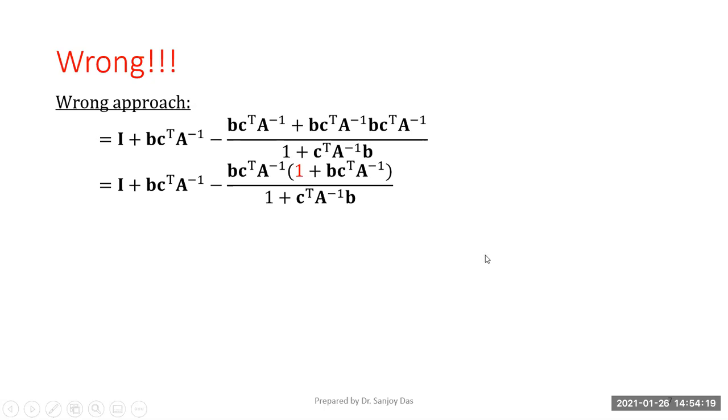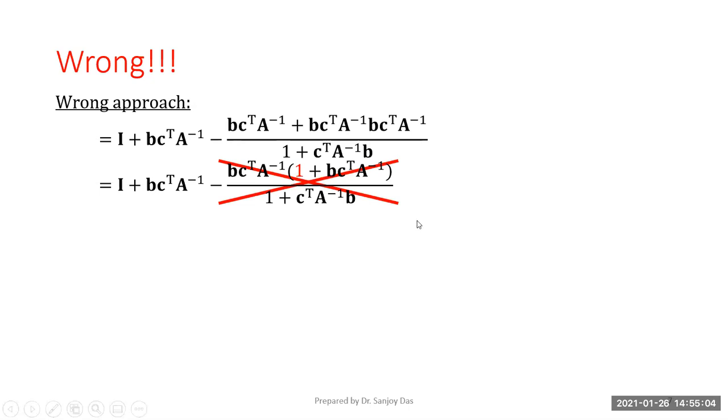That's invalid. Why? If they were all scalars, this would be valid, right? But be very, very, very careful when we are dealing with vectors and matrices, because BC transpose A inverse, we take common. If you put a 1 here, it's a scalar, but BC transpose A inverse is a matrix. The second term is a matrix. So you cannot have a scalar plus a matrix. So this is wrong. Are you guys with me?